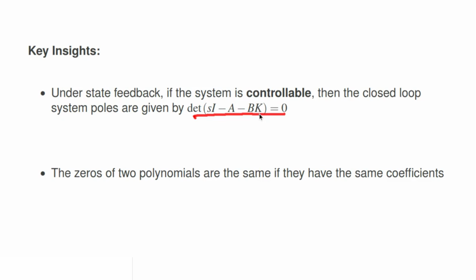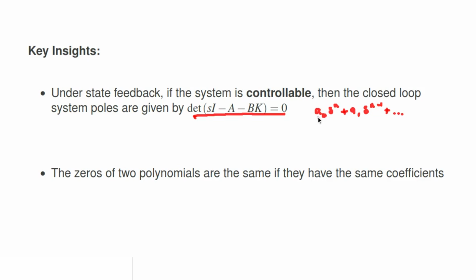If we make this a little bit more explicit, expanding this determinant will give us a polynomial of the form a0, s to the n, plus a1, s to the n minus 1, and so on, where the values of these coefficients will depend on A, B, and K, and therefore by choosing different values of K, we can change the values of these coefficients.